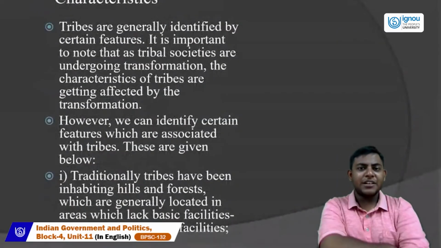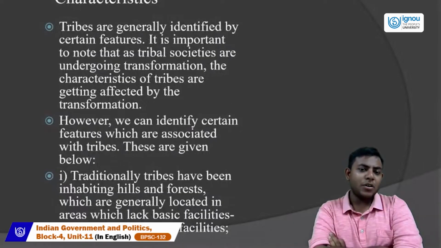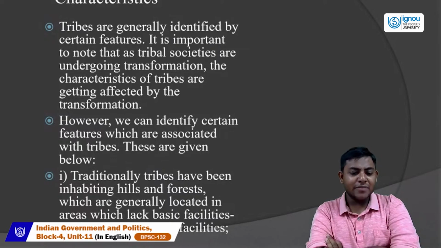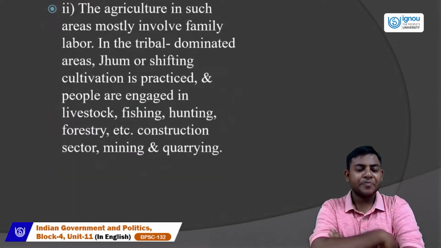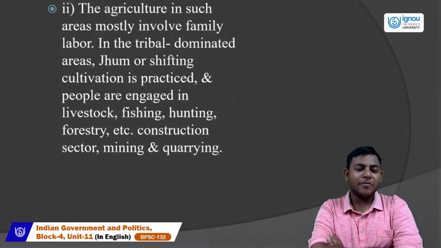Now let us discuss the characteristics of the tribes. So tribes are generally identified by certain features. It is important to note that as tribal societies are undergoing transformation, the characteristics of tribes are getting affected by the transformation. However, we can identify certain features which are associated with tribes. These features are given below. So first, traditionally tribes have been inhabiting hills and forests, which are generally located in areas which lack basic facilities, roads, schools, health facilities. The second characteristic is that the agriculture in such areas mostly involves family labor.